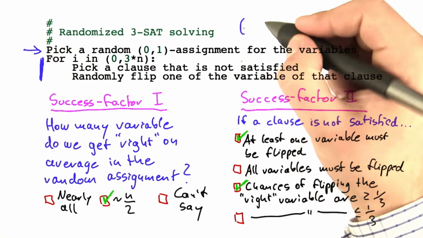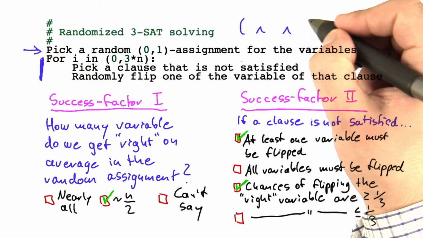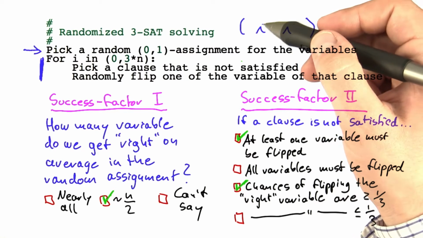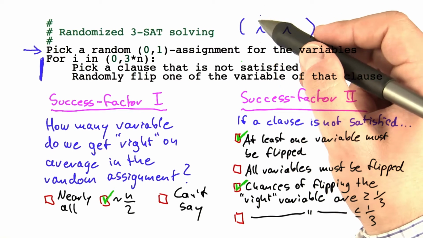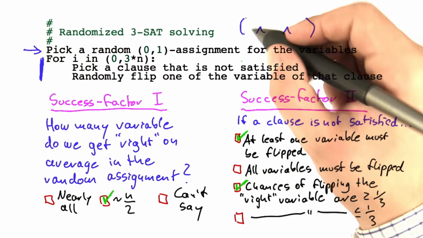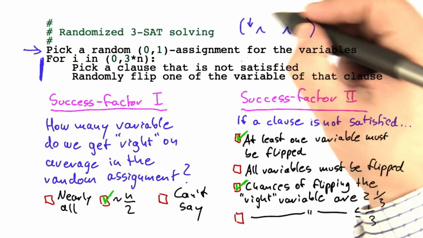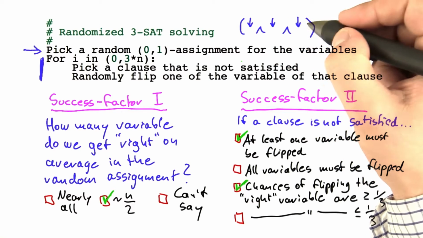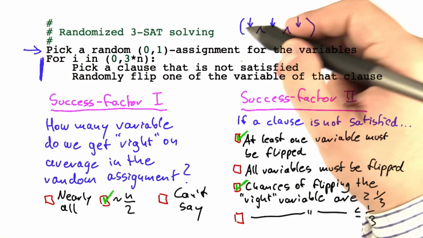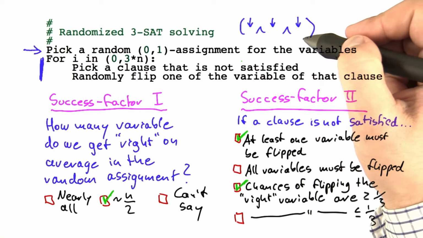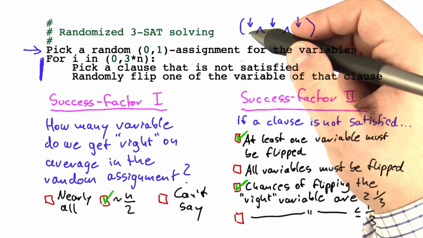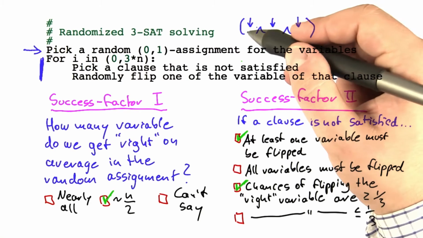Now let's say we have one clause, and that clause has 3 variables, and it's not satisfied. So if the overall Boolean formula has a satisfying assignment, this means that in the satisfying assignment, either this variable here, this one here, or this one here must evaluate to true. And currently they all evaluate to false. So at least one of those variables must be flipped in order to satisfy the clause.